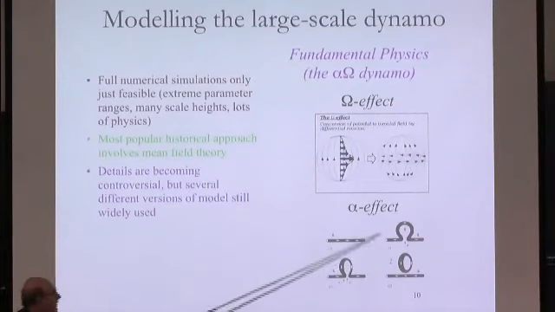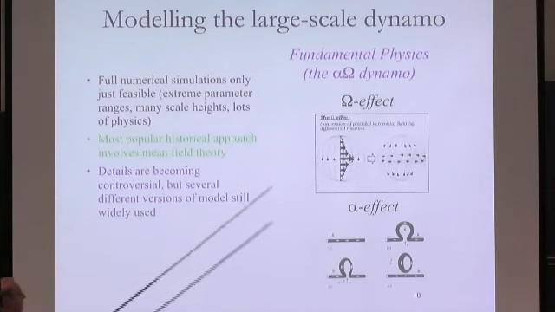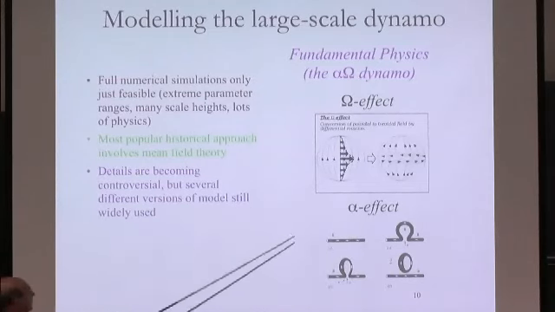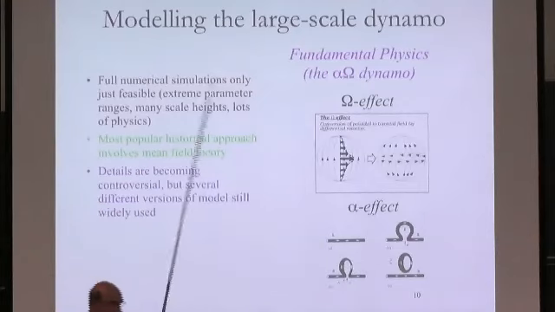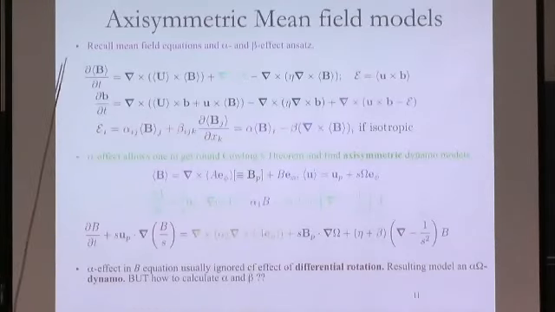And so this effect is the same as the alpha effect I just talked about. Also, it tells you what the sign ought to be of the effect. And so if you put these two together, then you can write down some closed equations. So here we are. This is the same equations I wrote down before.